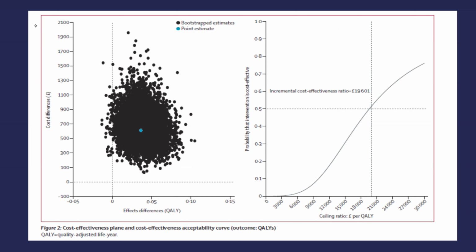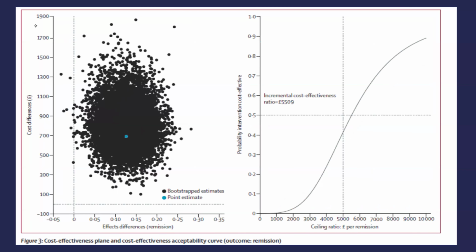And the ICER value for that was 19,601 pounds. And that threshold was 20 to 30 thousand. This is quite close to the threshold. This is the curve. Now, this was the first outcome, QALY.